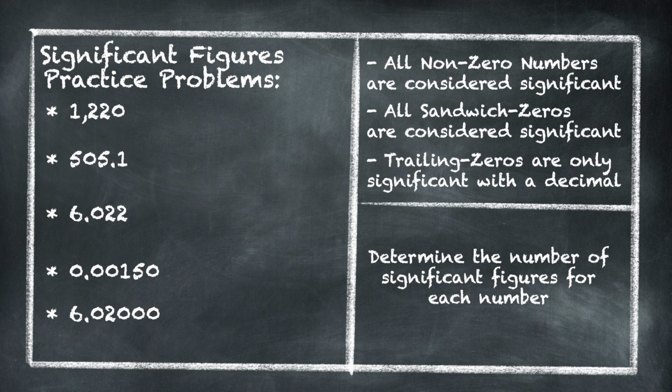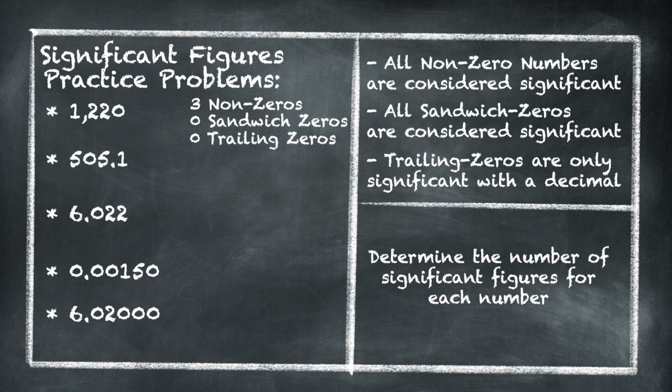So starting up with your first one, 1,220. We have three non-zero numbers, the 1, 2, and 2. So those are going to be considered significant. We have no sandwich zeros in this, so we don't have to count those. And there's no trailing zero because there's not a decimal place in this number. If we had a decimal place, then we would consider that a trailing zero. So the only thing we count here is our non-zeros, giving us a total of three significant figures.